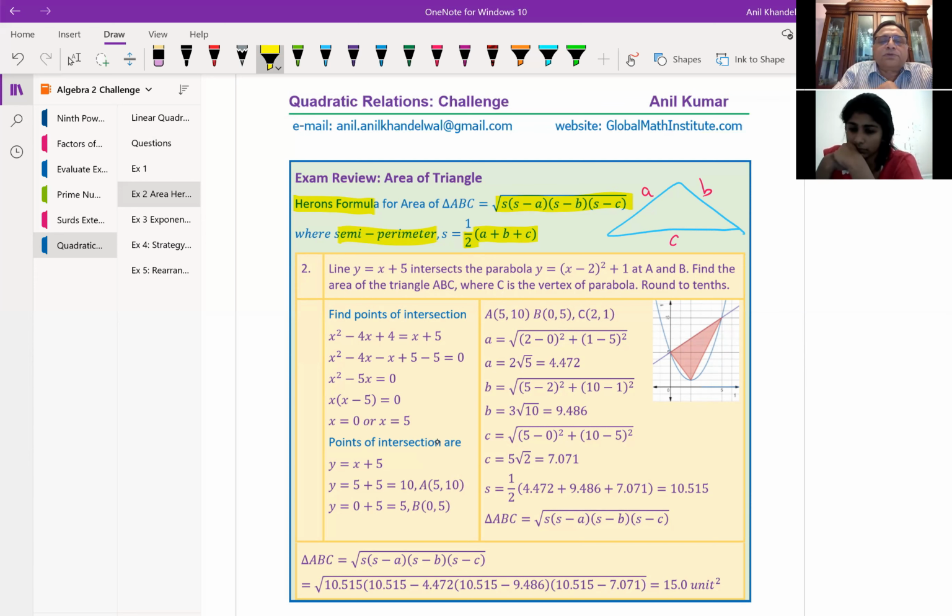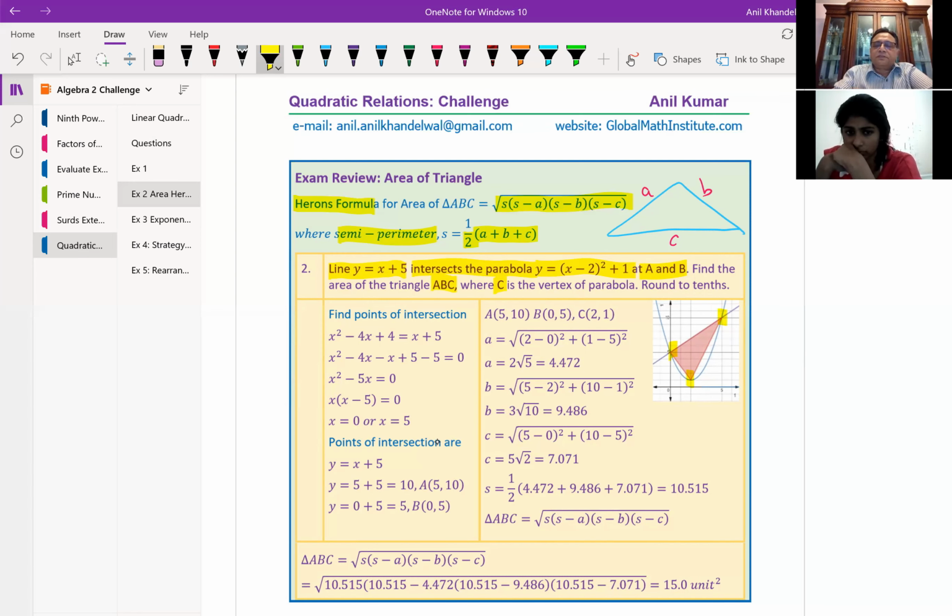Now let's look into the question. The line y equals x plus 5 intersects the parabola y equals x minus 2 whole square plus 1 at A and B. So let's say these are the two points A and B where the given parabola is intersected by the line with slope 1 and y-intercept at 5. Find the area of the triangle ABC where C is the vertex. So C is the vertex of the parabola. Round to tens. So you have to round your answer to tens.